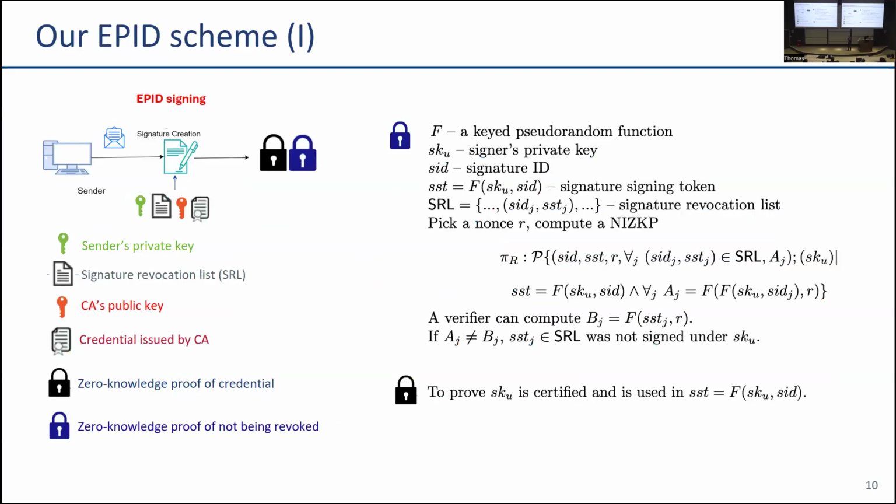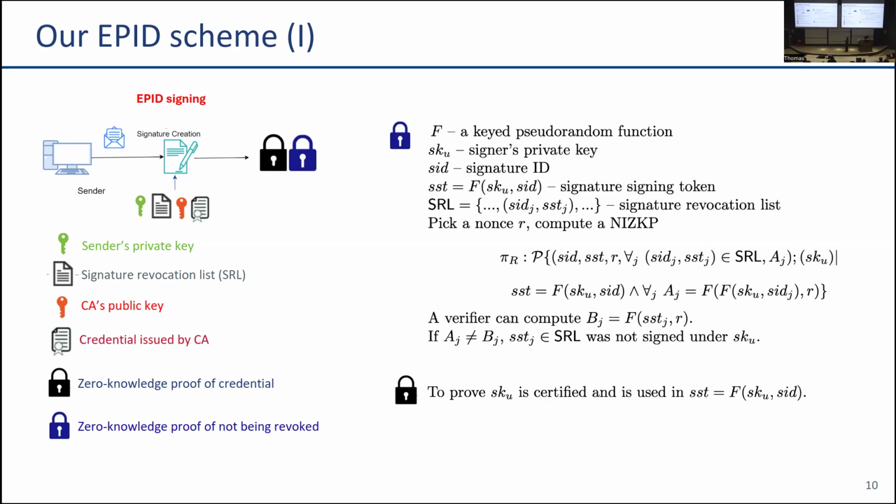So now I give you a bit of detail about our scheme. Input to the signer are four things. You can see the four little icons. The signer's private key, the signer is the sender, the sender's private key, and the signature revocation list, SRL, the certificate authority's public key, and the certificate issued by the CA. Those four things are input to the signer.